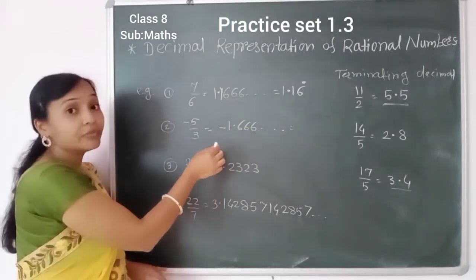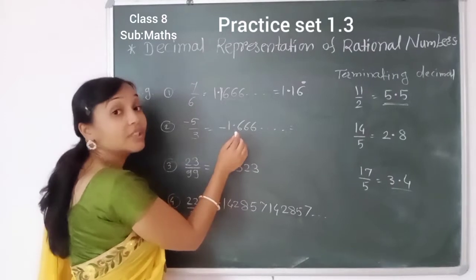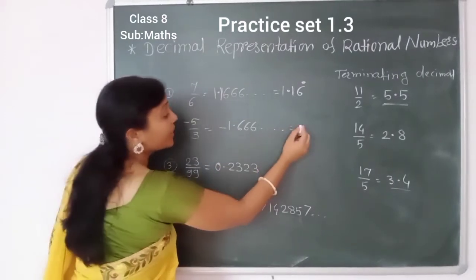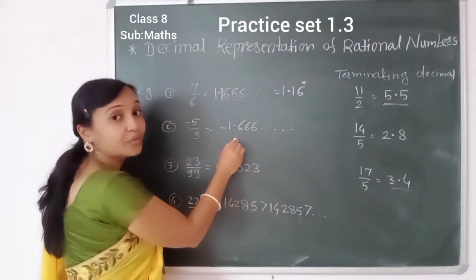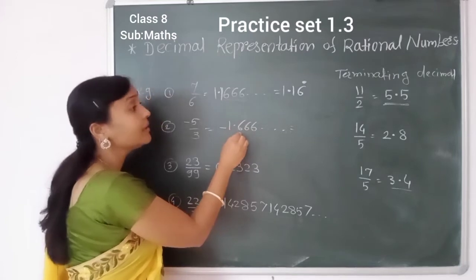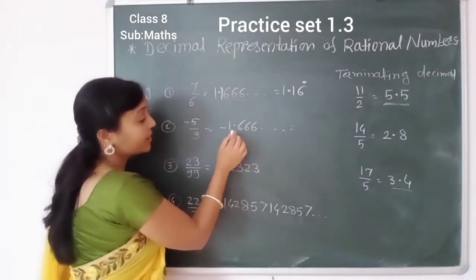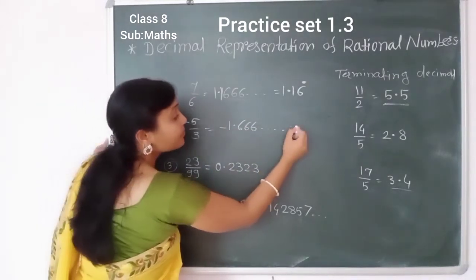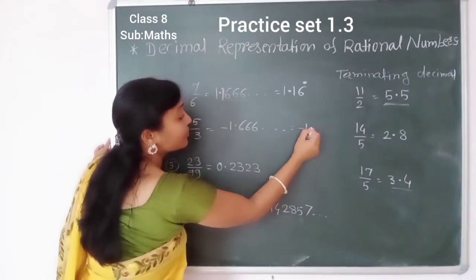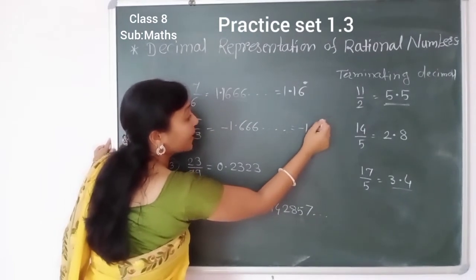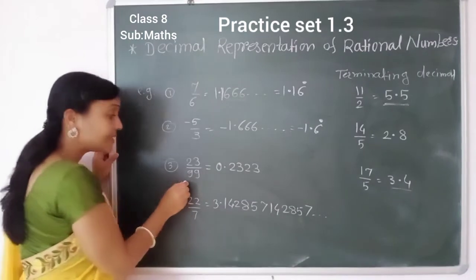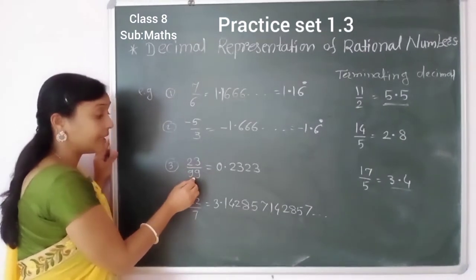This means the division does not stop or terminate. So again, this is called a non-terminating and recurring decimal number, or rational number. It is also denoted as 1.6 bar. Next example is 23 by 99.